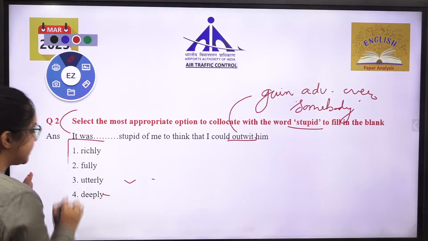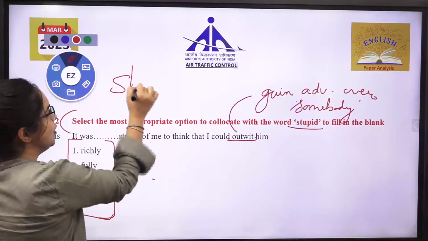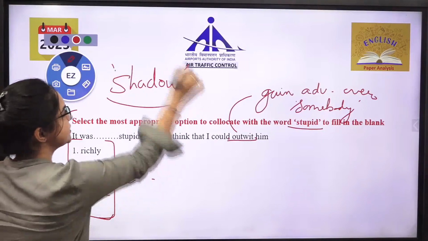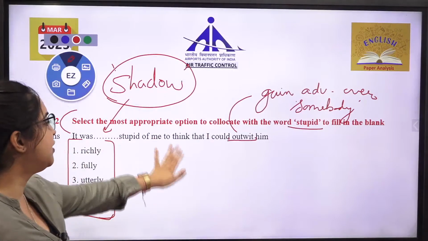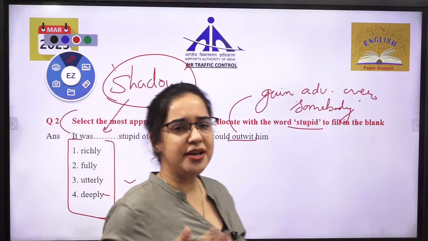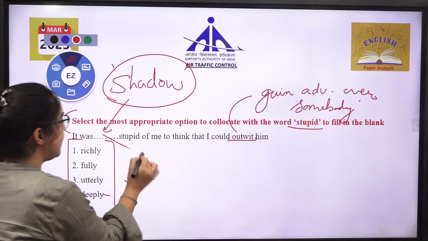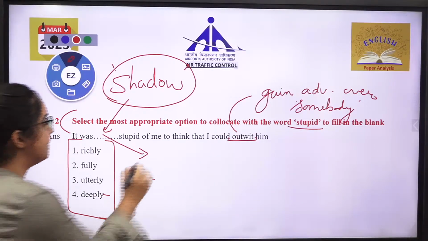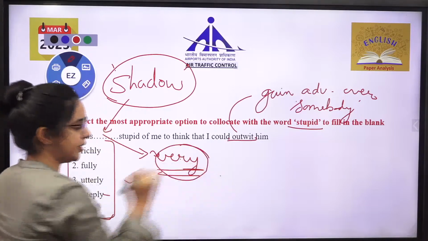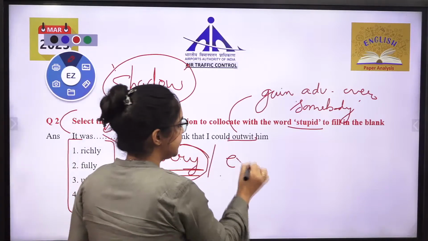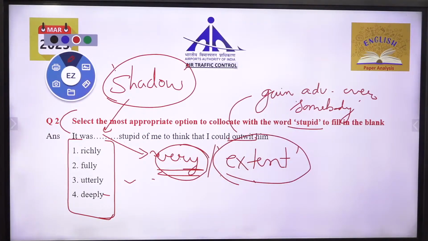Now, whenever such a sentence comes, forget about it. Fill it with a shadow word. What is a shadow word? Try to fill in some word from your side. Read the sentence in Hindi. It was stupid of me to think that I could outwit him. That was a lot of stupidity for me. I was very stupid. Very is something related to extent. To what extent I was foolish at that time that I thought I would get ahead of him. So this is a question.